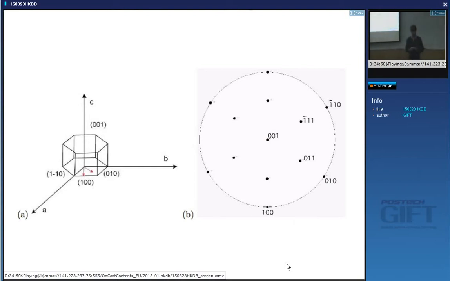What is the angle between the 100 plane and 010 plane? The normals to those planes, yeah? What is the angle between the 100 and 010 plane normals? Yeah? Let me draw what you just indicated. So these are the 100 planes. So the normal to that plane is along here, okay? And 010, 90 degrees to these lines here, okay? So this is 010. So what's the angle between those two?